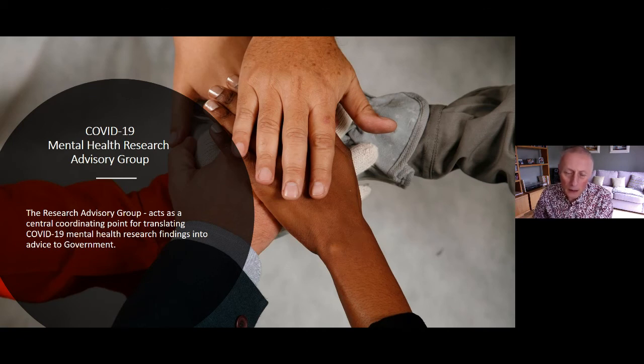This work was suspended when the pandemic hit. But just shortly after the pandemic, it was John who suggested we should repurpose the forum to a research advisory group. And the purpose of this research advisory group was to act as a central coordinating point for translating and making sense of this evidence, so that we could turn that evidence into advice for government.